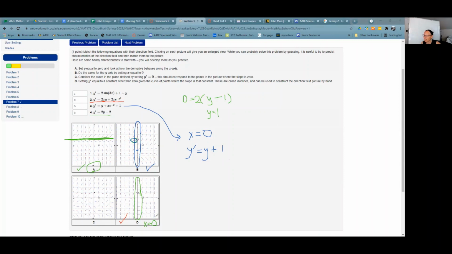So to back up to how I figured out D, I knew that everywhere on x equals 0, the slopes had to be 0. So I just looked at the equations and I plugged in 0 for x to see which one would immediately be 0.